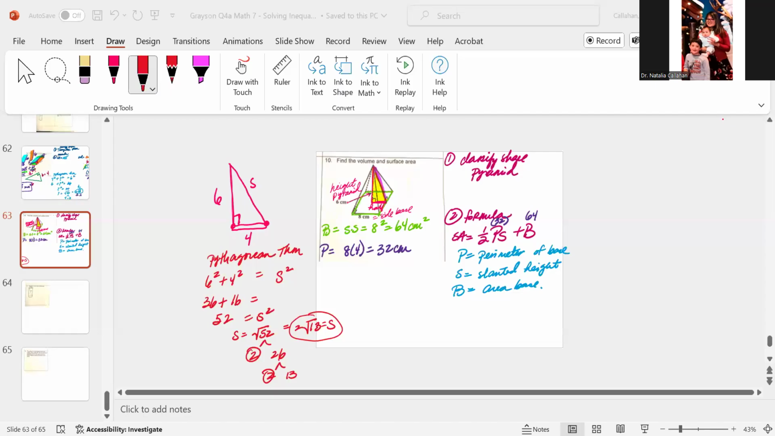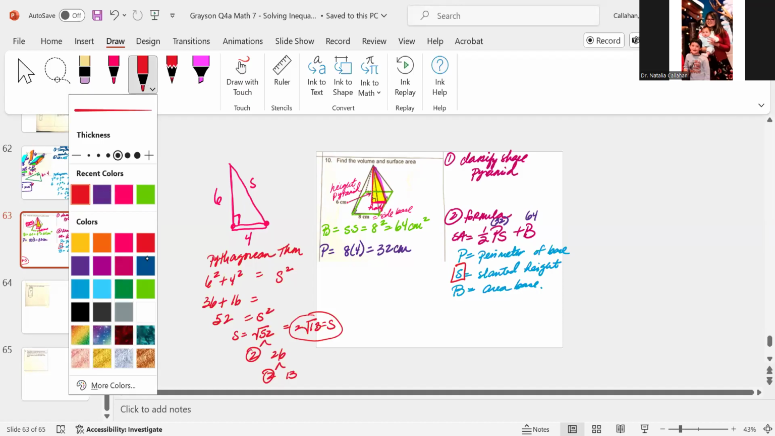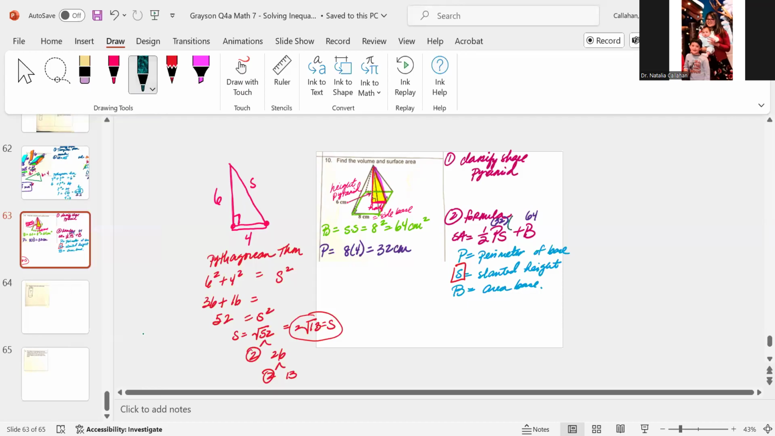S stands for slanted height, like right here. Well, Miss Bruce uses S as side. Yeah, there are a lot of different letters in math that mean the same thing, but you have to understand which problem the letter is intended for. All right, so now I have the slanted height is going to be 2 square root 13, correct?